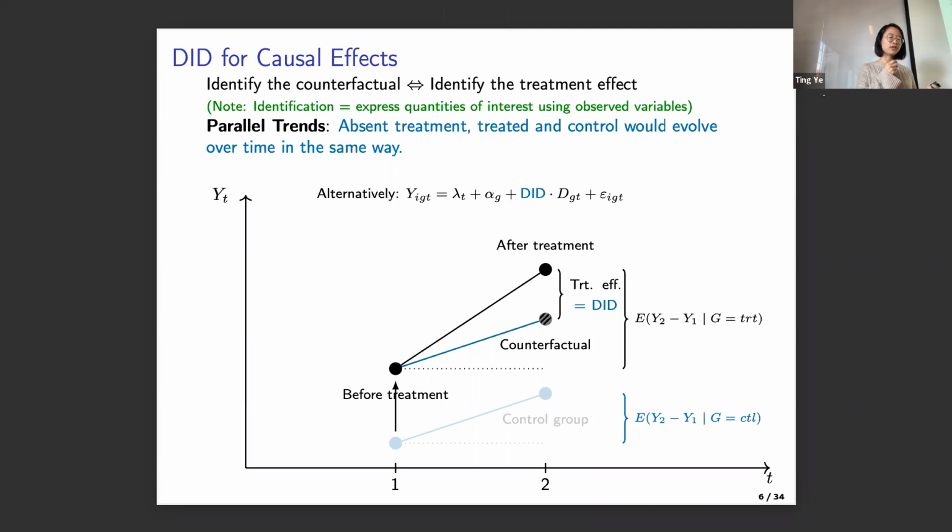And alternatively, you can use this linear model, which includes the time effect and the group effect, and also an interaction term. Then the coefficient will be the DID.